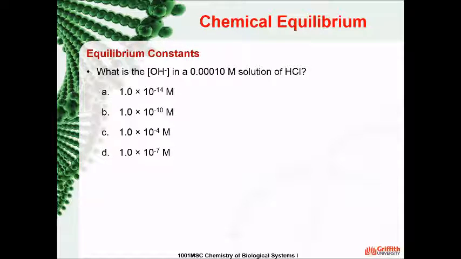The answer is B. HCl is a strong acid, so the hydrogen ion concentration is the same as that of the acid, 10 to the minus 4 molar. Thus, the concentration of OH minus is 10 to the negative 10 molar.